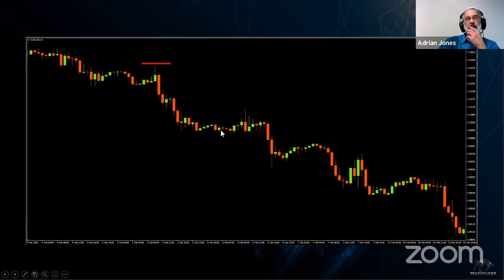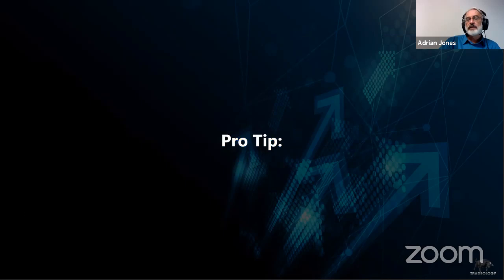So in a downtrend, in a sell trade, we're looking to place our stop loss above the most recent swing high. And then as price moves down, we can trail this stop loss down above the most recent swing highs, right? Until eventually we hit our target and we're out of the trade.